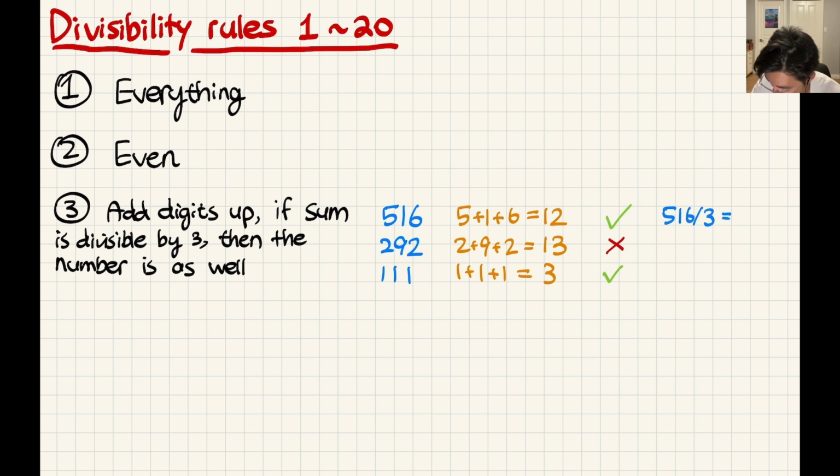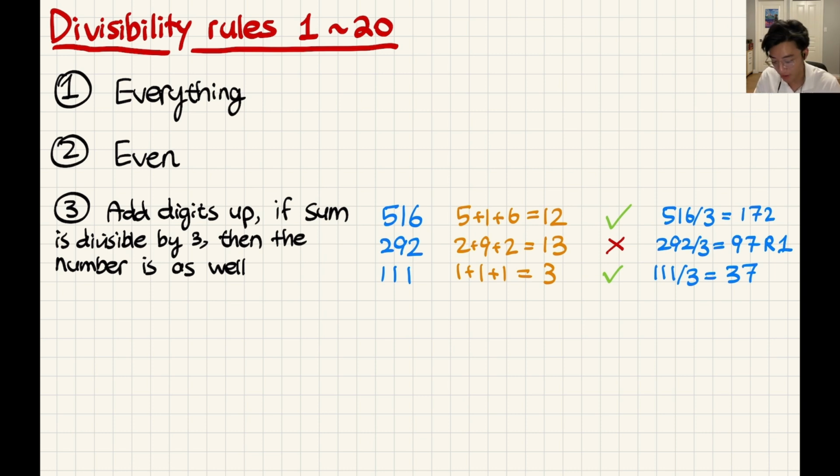516 divided by 3, that's what? 172. Right, 292, what do we have here? That's 9, that's 22. So it'll be 97 remainder 1. And lastly, 111 divided by 3. That we've got 3, 37. You can probably use that to scare your friends. 111 is divisible by 37.